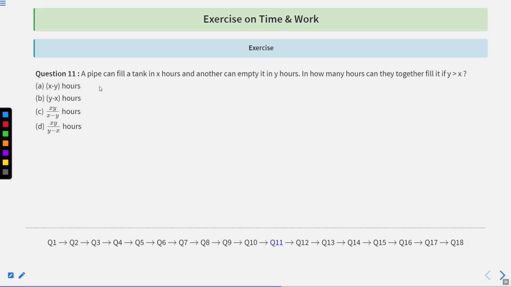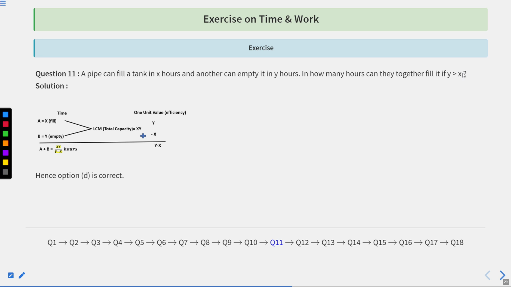Question number 11. A pipe can fill a tank in X hours and another can empty it in Y hours. In how many hours can it together fill it if Y is greater than X? So let A take X time to fill the water and B take Y time to empty the water. So the LCM is going to be XY, that gives a total capacity of the tank.